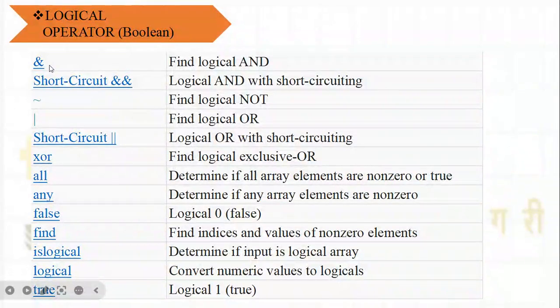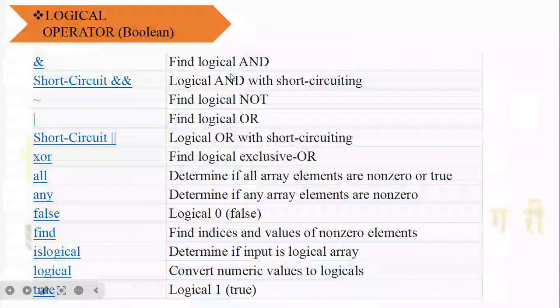There is a single AND operator, that is the logical AND. Second, there is a short circuit AND, that is a double AND operator, that is logical AND with short circuiting. So what is the meaning of that? Then there is a logical NOT, logical OR with short circuiting, XOR, all, any, false, find, is logical, true. So these are the different types of operators available.